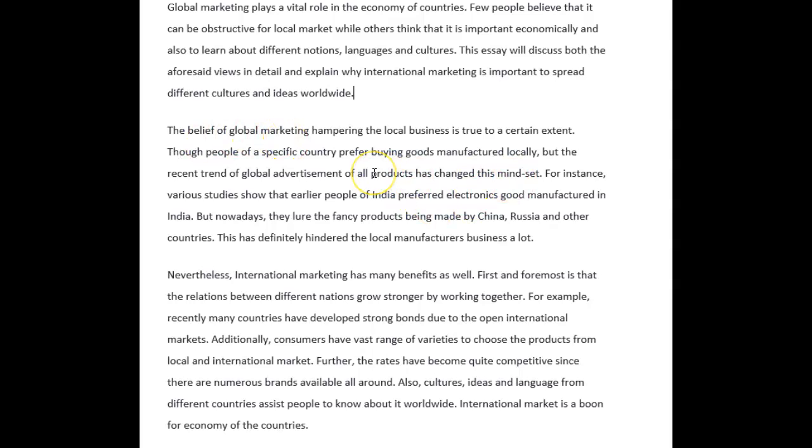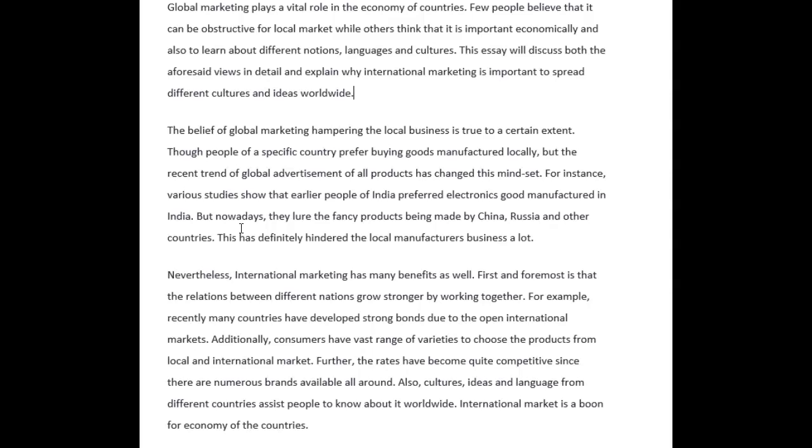"For instance, various studies show that earlier people of India preferred electronics goods manufactured in India. But nowadays, they lure the fancy products being made by China, Russia, and other countries. This has definitely hindered the local manufacturers' business a lot."